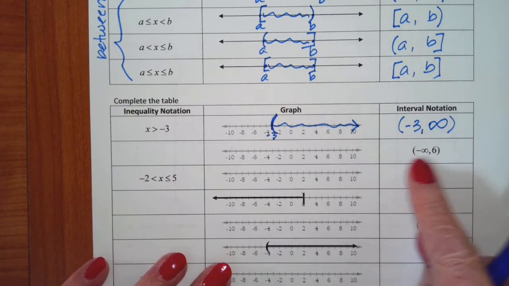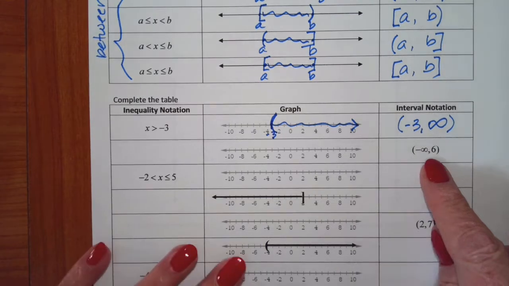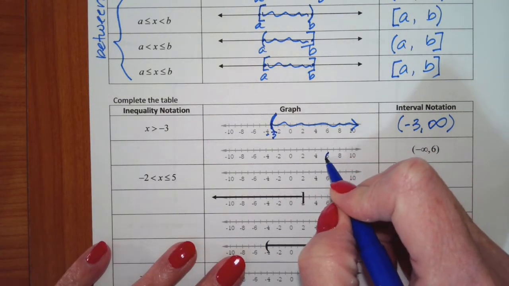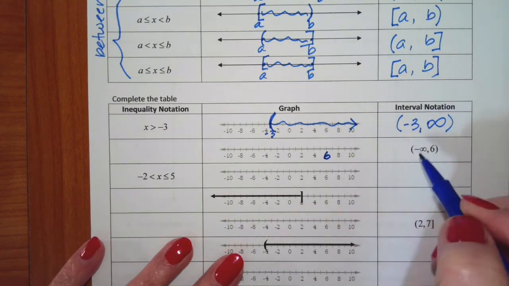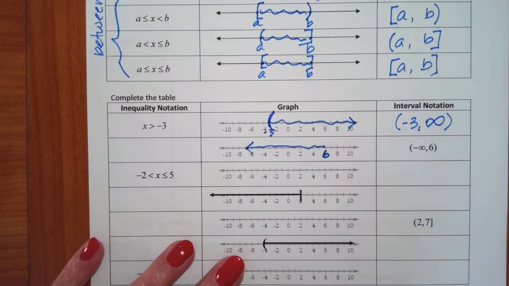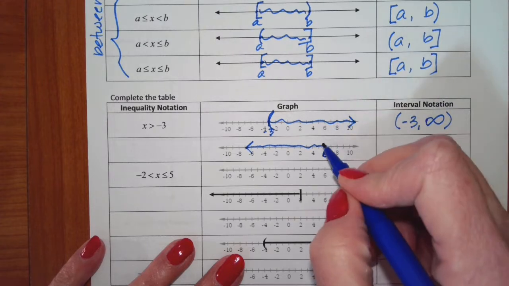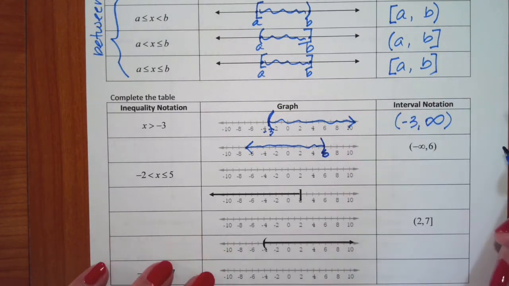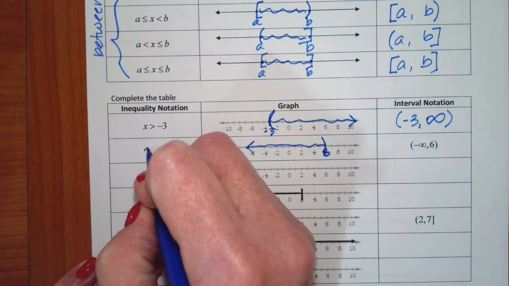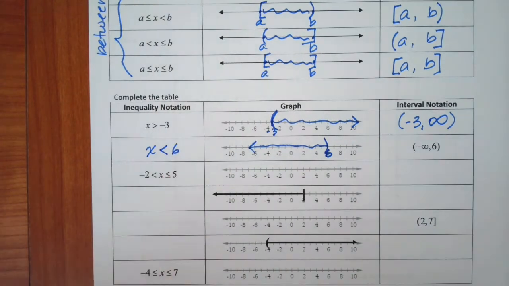Okay. If I'm given the interval notation -infinity to 6, well, that means 6 is my upper limit. So I know I'm going to go to 6. And it is everything to the left of 6. It does not include the 6, so it has a parentheses. So in inequality notation, this would be x is less than 6.